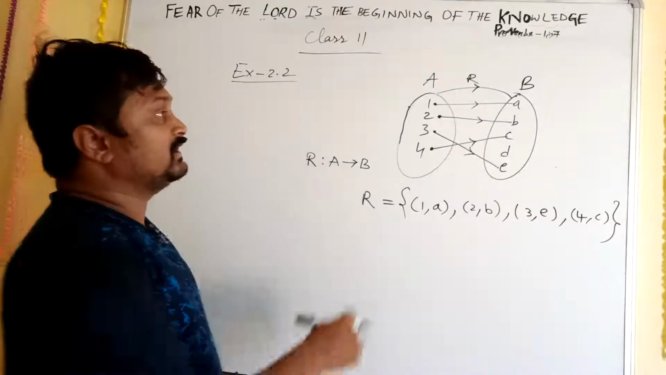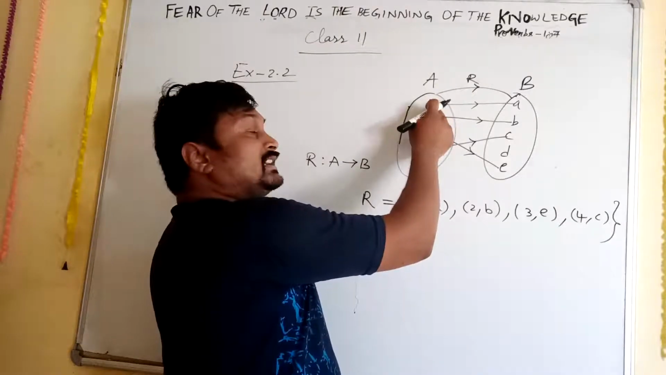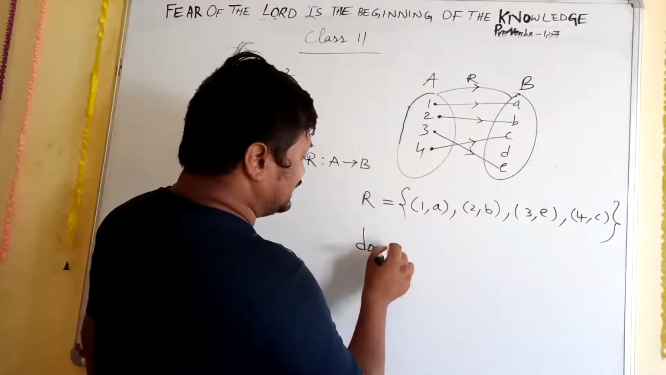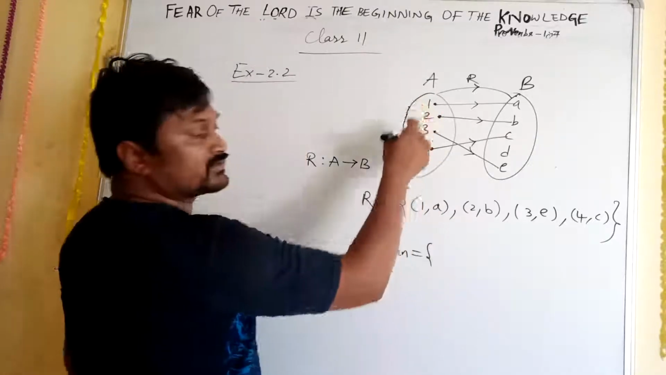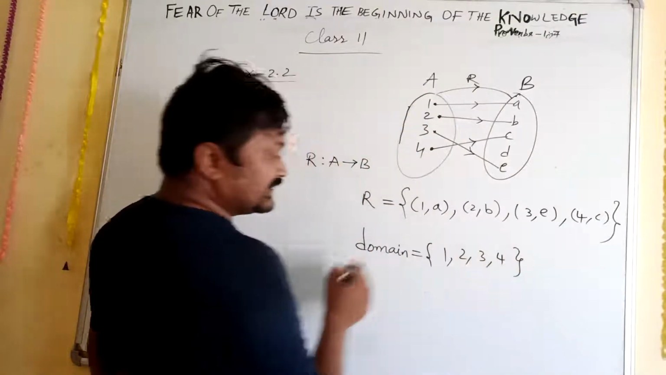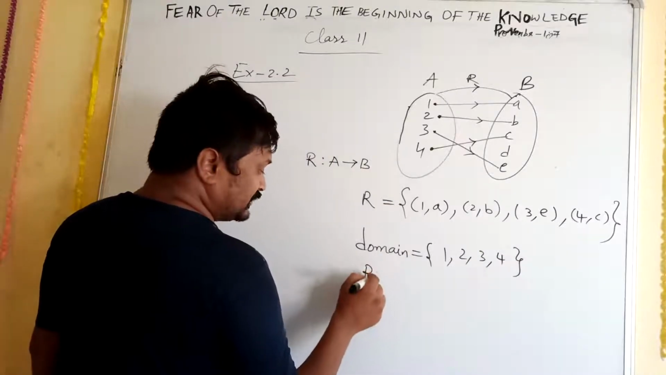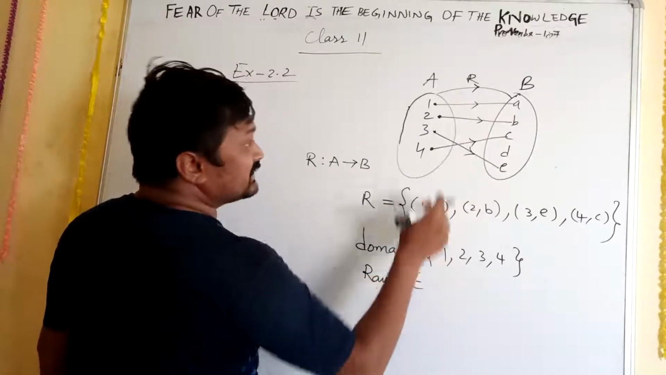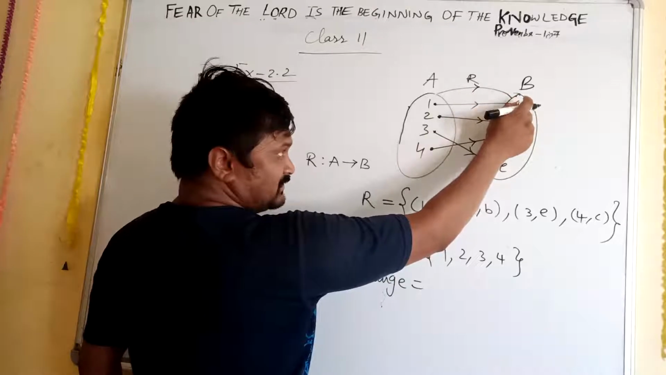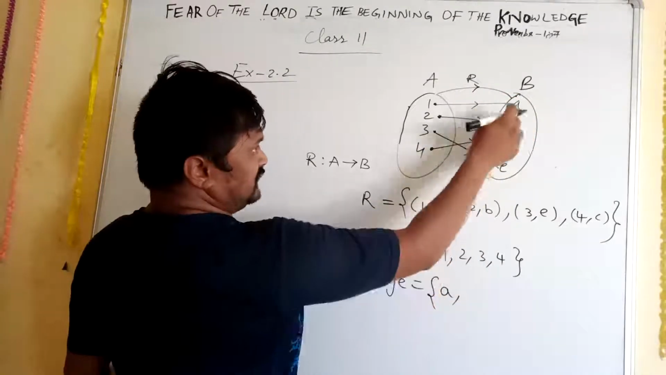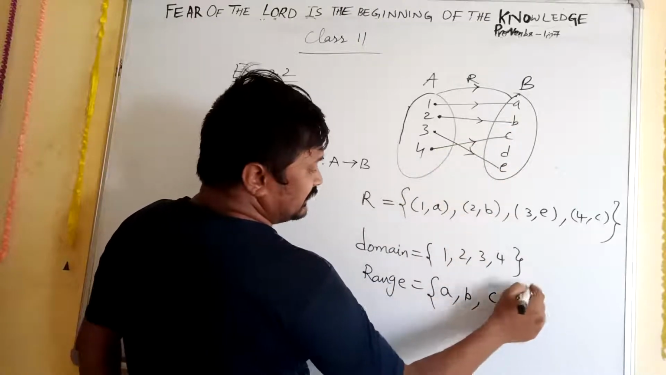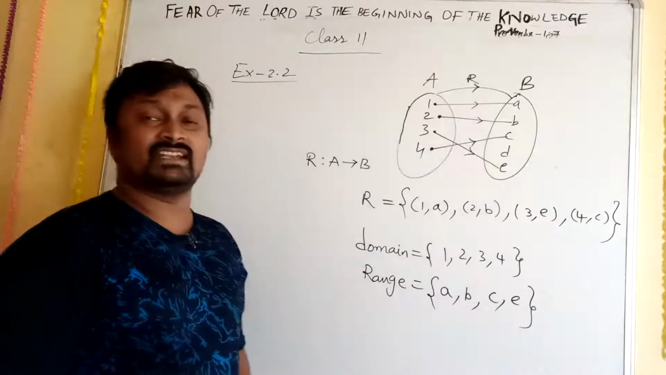Now observe carefully. Where these arrows start, that we call the domain. So the domain is where these all started: 1, 2, 3, 4. Write 1, 2, 3, 4. This is your domain. And what is your range? Where these arrows end, that is called the range. Arrows end at A, next at B, next at C, next at E. So A, B, C, E is called the range.